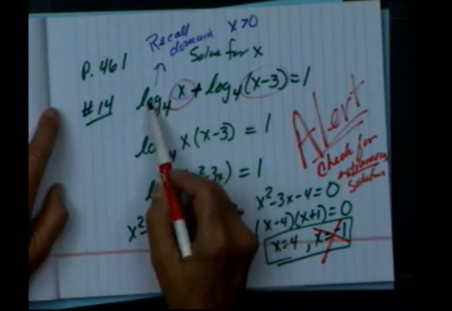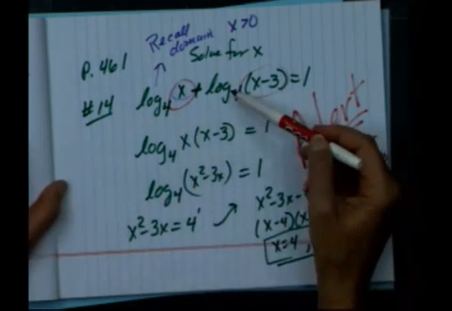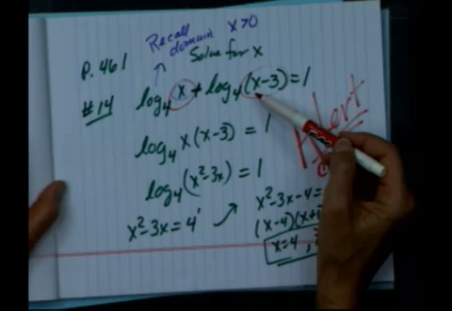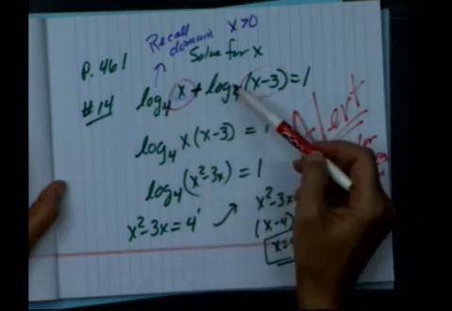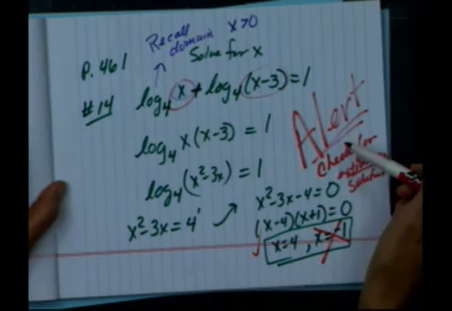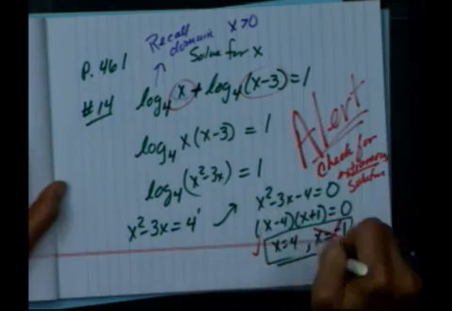4, I can take log to the base 4 of 4. What's that equal to, everybody, quickly? 1. And then log to the base 4 of 1. What's the log to any base of 1? 0. So 1 plus 0 is 1. So it checks. Okay? All right, so what's the alert? The alert is once you apply some properties of logarithms, you may be introducing some fake roots, and double check. And the double check really is going to come from trying to take the log of a negative number. Everybody good on that? Okay, that was number 14.